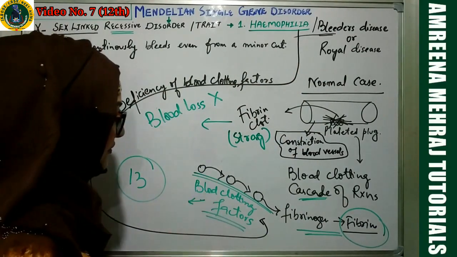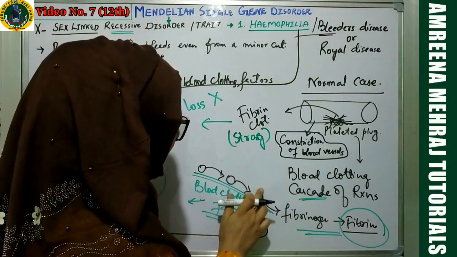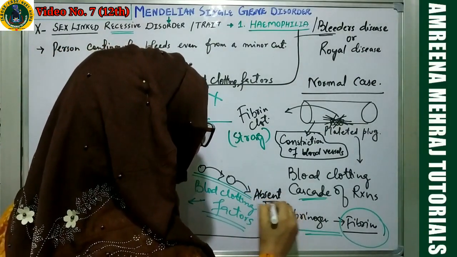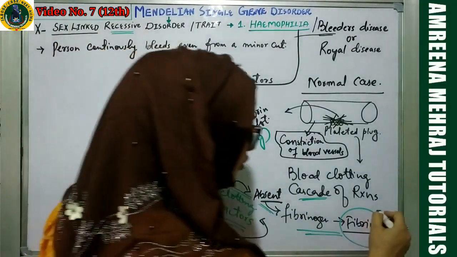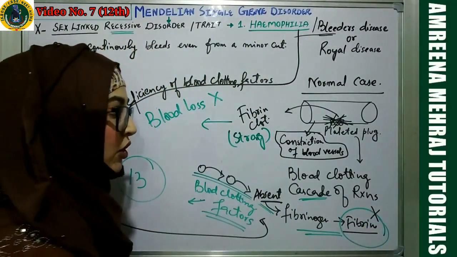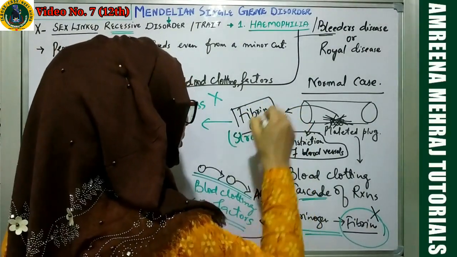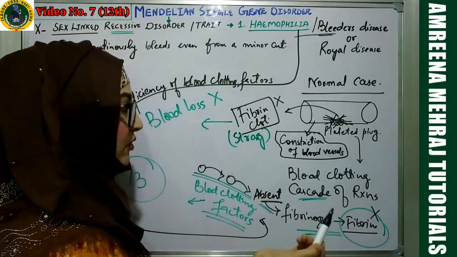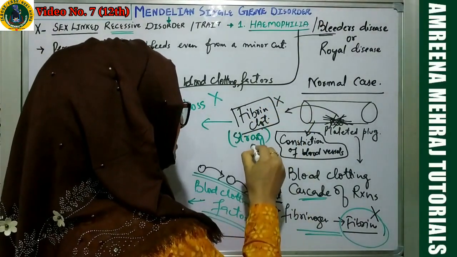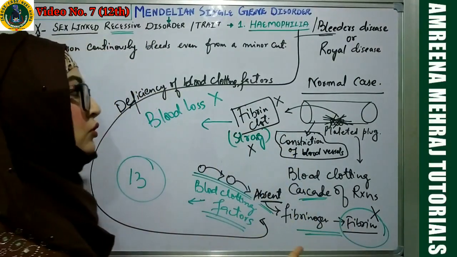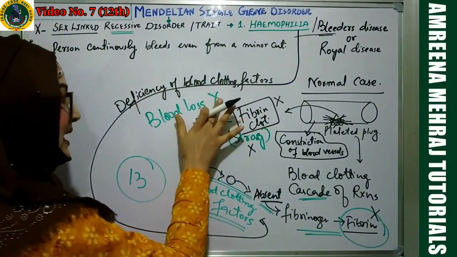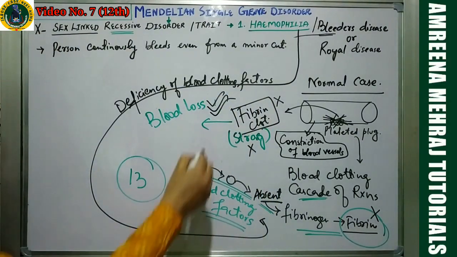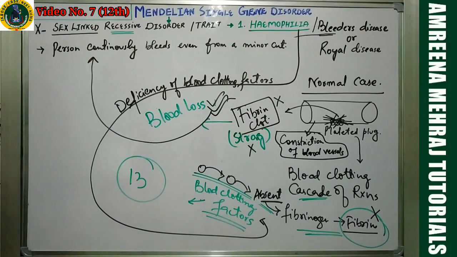How can you think about it? If a particular clotting factor is absent, what will happen? Will this fibrin clot be formed? No. If a fibrin clot is not formed, can the plug be formed? No. When we have no fibrin fibers, a fibrin clot will not be formed. When a fibrin clot is not formed, is a strong kind of plug formed? No. What will happen to the blood? Blood loss will keep on going. That's the condition where we say that the person will continuously bleed.